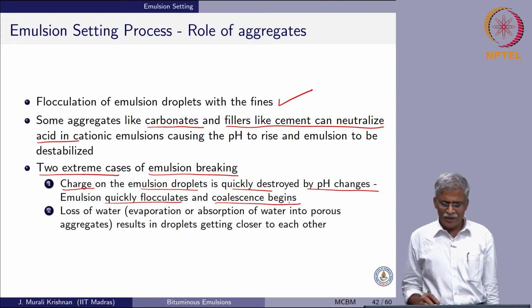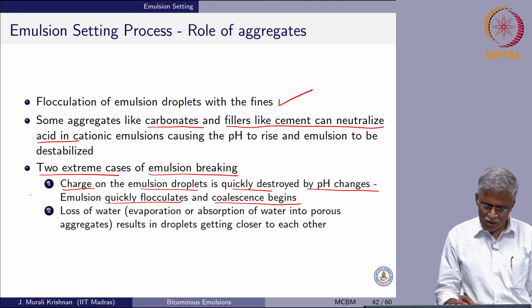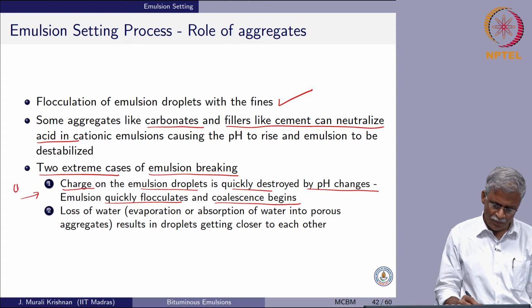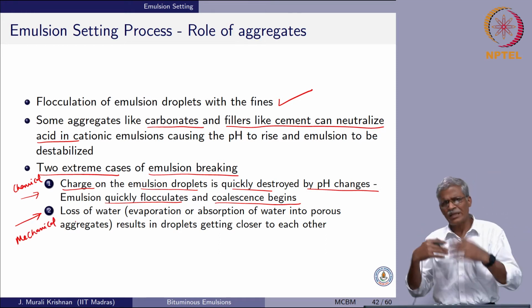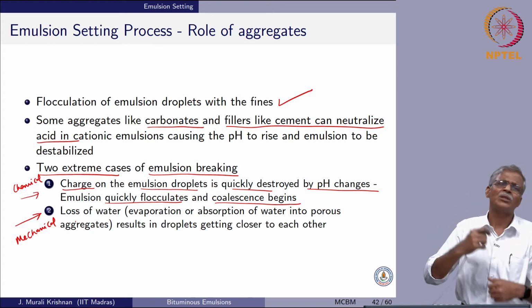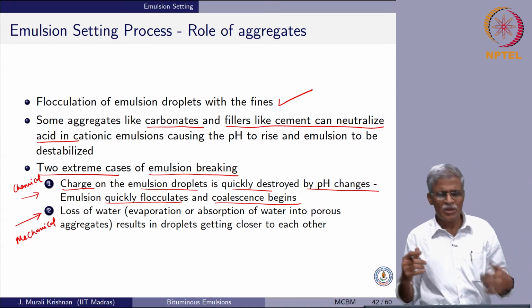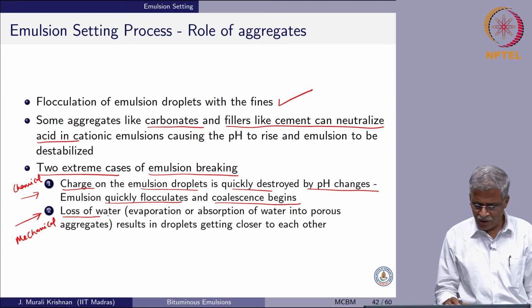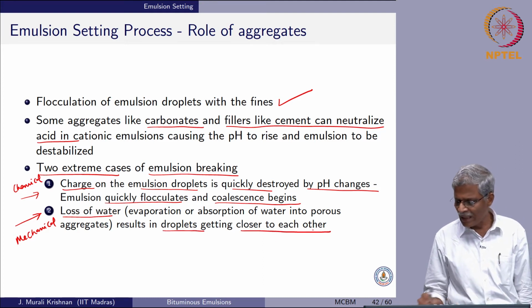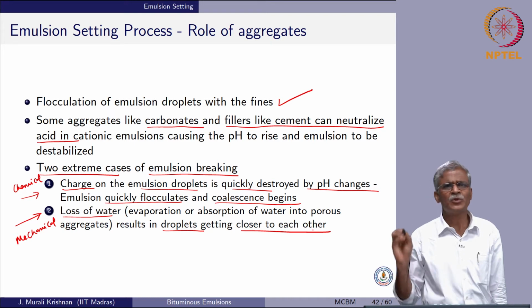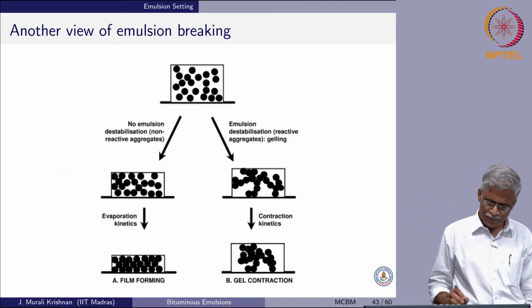Okay. Then second, so this is the chemical part. This is what I would call the mechanical part, wherein you take the aggregates, the gradation of aggregate, mix it with the emulsion and do all this mechanical action. So, there is a loss of water and it results in the droplets getting close to each other. So, that is what will really happen.